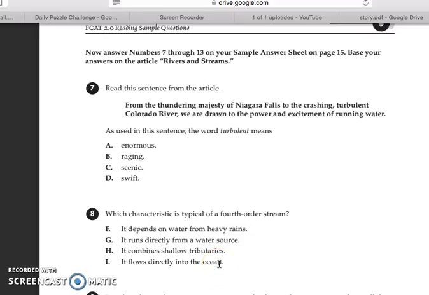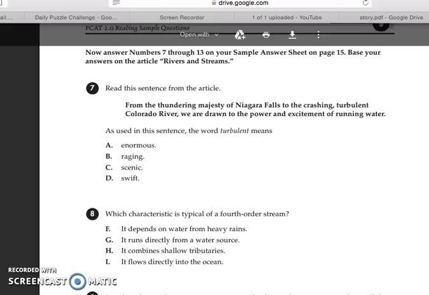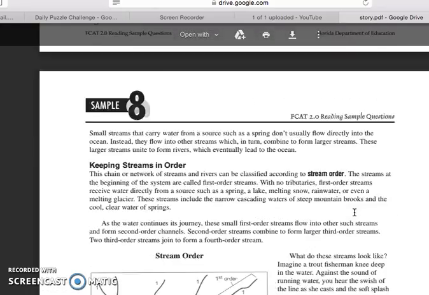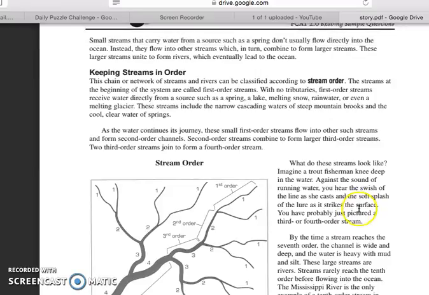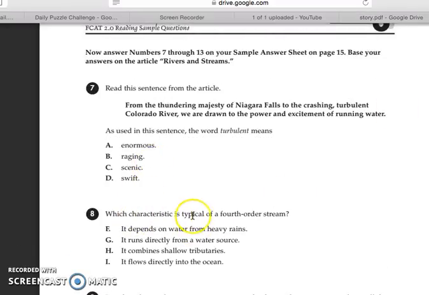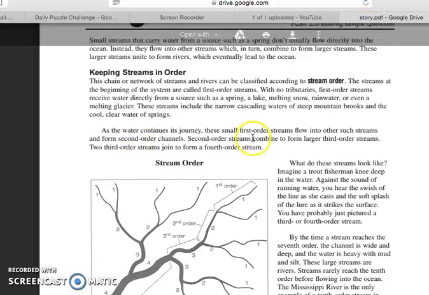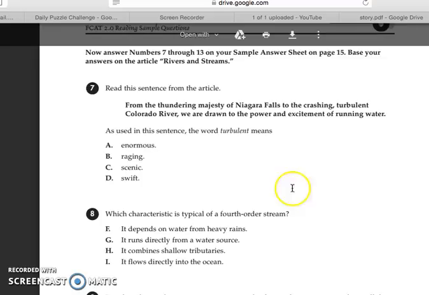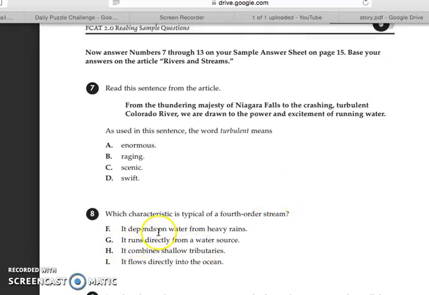Which characteristic is typical of the fourth order stream? So we're going to go back to the story and see for the fourth river. Two third order streams join to form a fourth river. Okay, so it says here what characteristics. First order streams come from the first river, which is Norway Spring Lake water. So if you look here, it runs directly from a water source. It depends on water from heavy rains? No, it doesn't. It runs directly from a water source. So I think it is G.